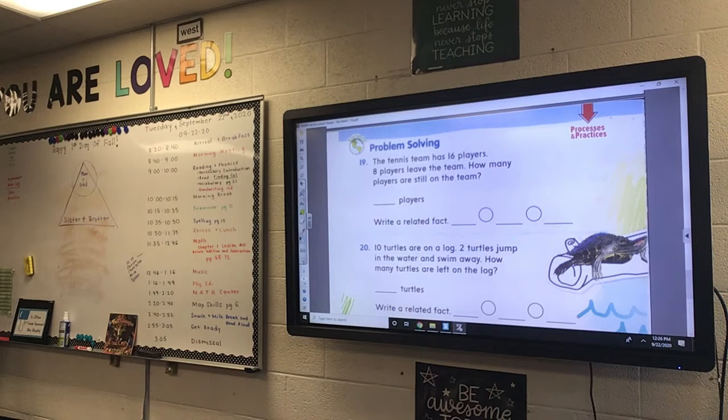I will read number 19, and I want you to think, how are you going to solve this? The tennis team has 16 players. 8 leave the team. How many players are still on the team? Corla, what do you think? Or were you going to tell me something?